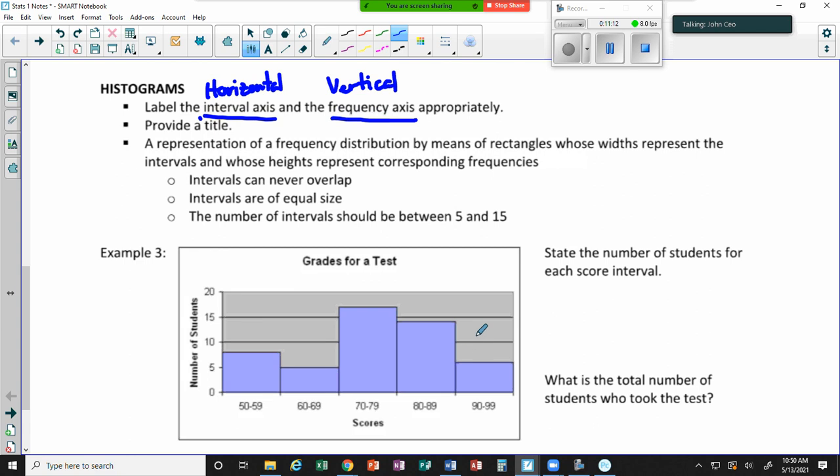So when you do a histogram, for this one, these are the intervals, and this is the number of students. We're also going to do one where we do a percentage as well. We'll talk about that one later. So state the number of students for each score interval. So from 50 to 59, how many students were there? Just look right now and we'll talk about it in just a second. Don't say anything. Take a look and then we'll talk about it. Try these on your own.